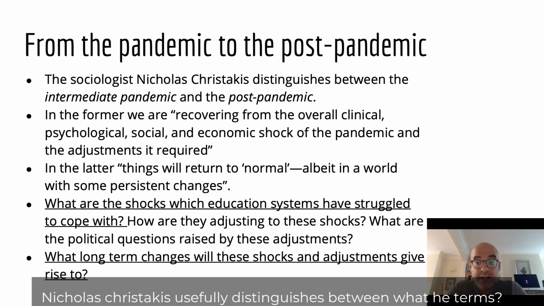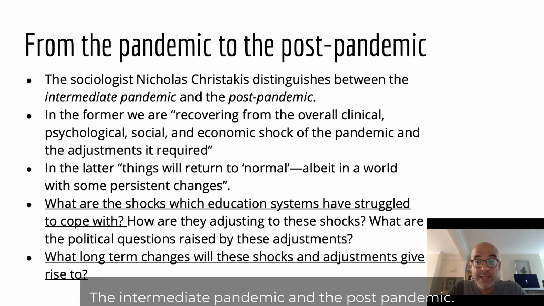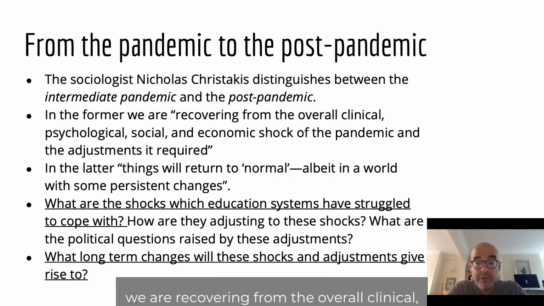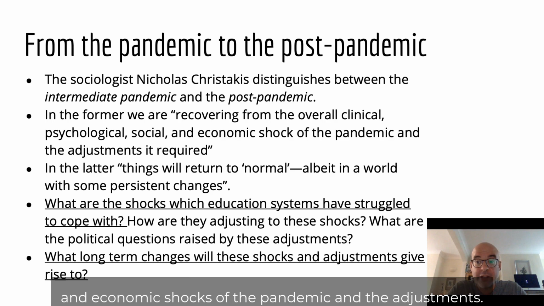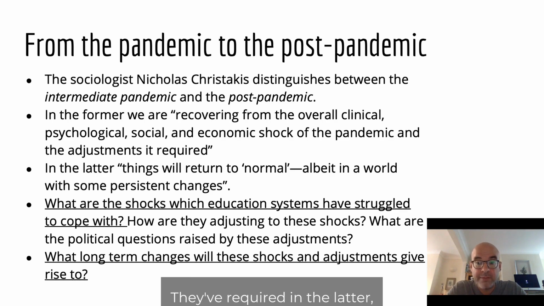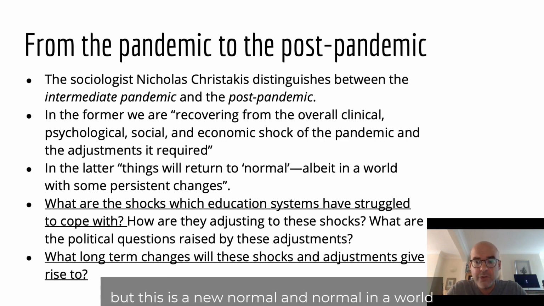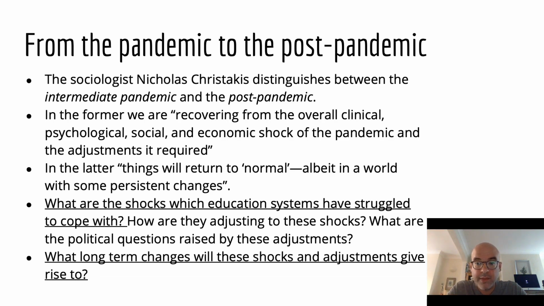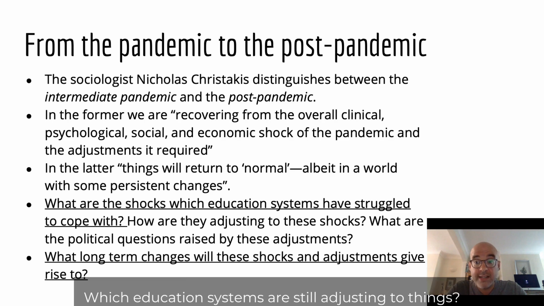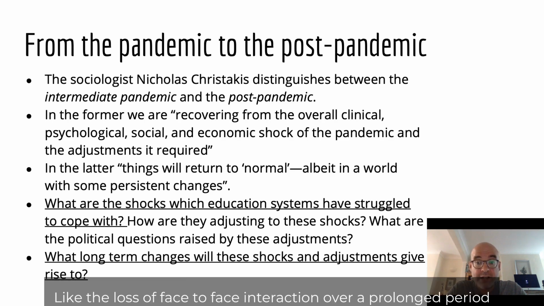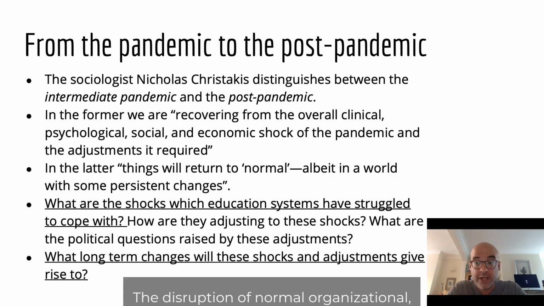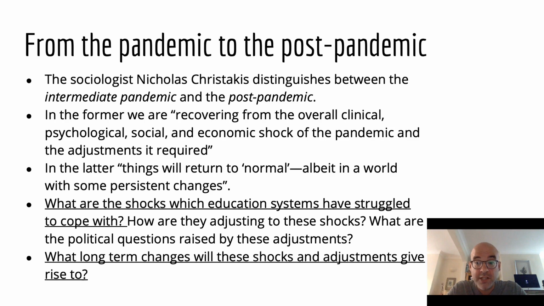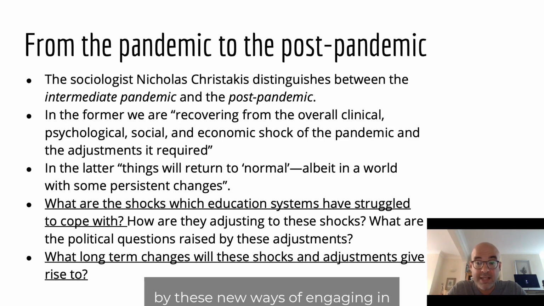The sociologist Nicholas Christakis usefully distinguishes between what he terms the intermediate pandemic and the post-pandemic. In the former, we are recovering from the overall clinical, psychological, social and economic shocks of the pandemic and the adjustments they've required. In the latter, things will return to normal, but this is a new normal, a normal in a world that has featured persistent changes as a consequence of these adaptations. The question I think this leads us to ask about education is, what are the shocks which education systems are still adjusting to? Things like the loss of face-to-face interaction over a prolonged period of time, the disruption of normal organisational routines, the adaptation involved in new modes of delivery, and the inequalities of access opened up by these new ways of engaging in educational processes.